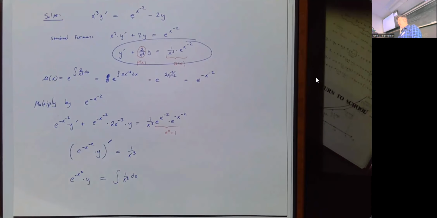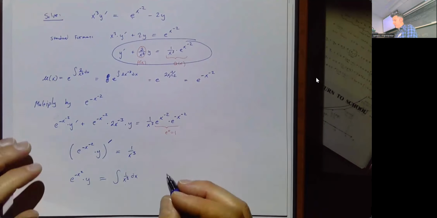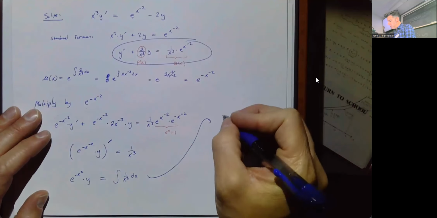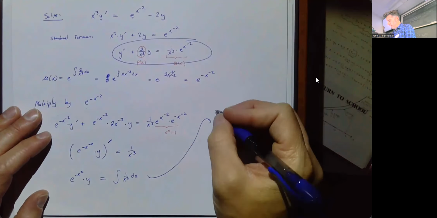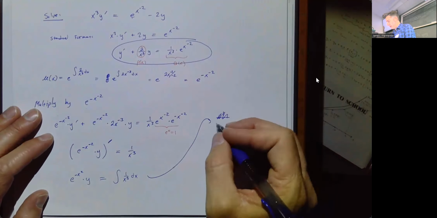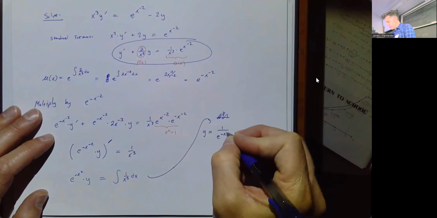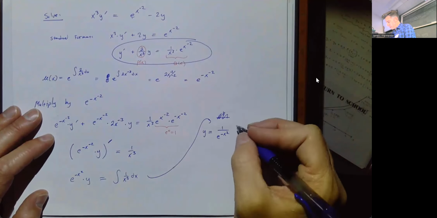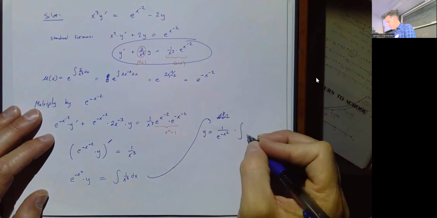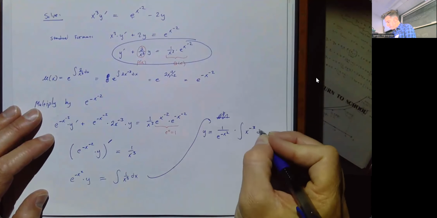And now you're right, Maggie. We're going to divide everything by e to the negative x squared. And we're also going to integrate this. Let's do the division first, though. Let's write it as 1 over, oh, I should write y equals, because that would be correct. Y equals 1 over e to the negative x squared times the integral of x to the negative third.